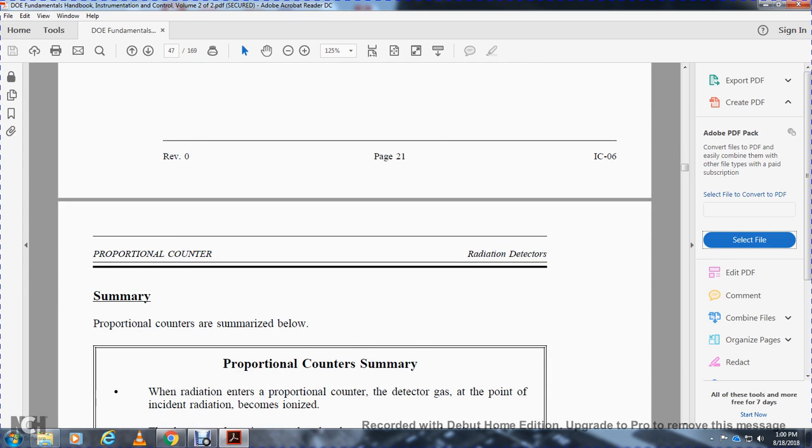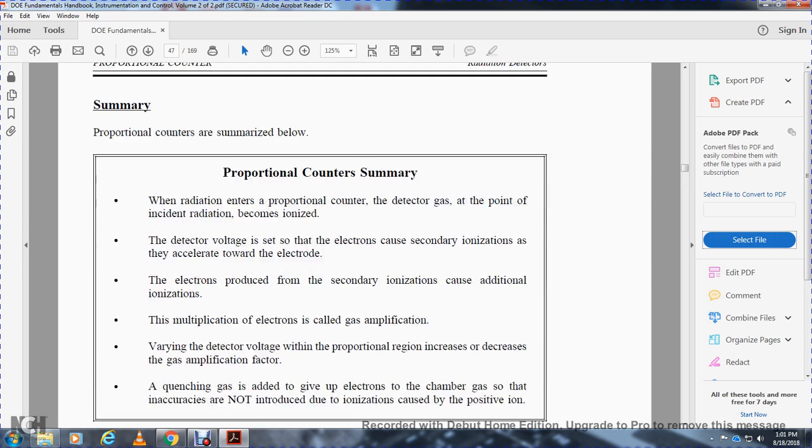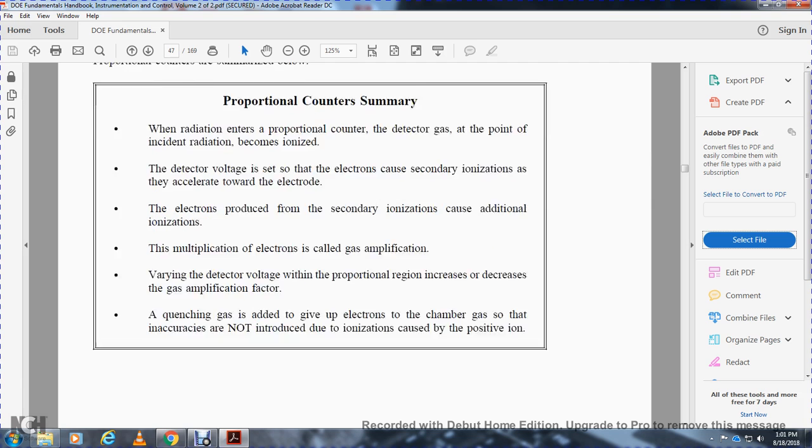Proportional counters are summarized below. When radiation enters a proportional counter, the gas in the detector becomes ionized. The detector voltage is set so that the electrons are accelerated toward the wire, producing secondary ionization, called additional ionization. The multiplication of the electrons is called gas amplification. Increasing the detector voltage in the proportional region decreases the gas amplification factor. Quenching gas is added to the chamber gas so that inaccuracy is not introduced due to the ionization caused by positive ions.